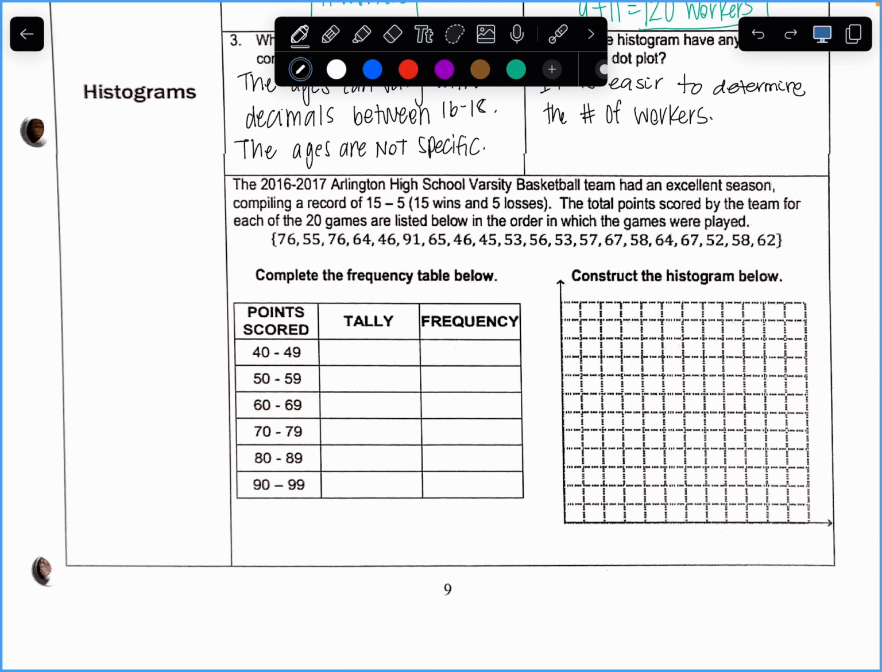So how many games were recorded where the score was 40 to 49? Let's see. I get 1, 2, 3. I get 3. So 3 tallies. That means that the frequency is 3, right? The amount of times that they scored a 40 to 49. And then I look at 50 to 59.